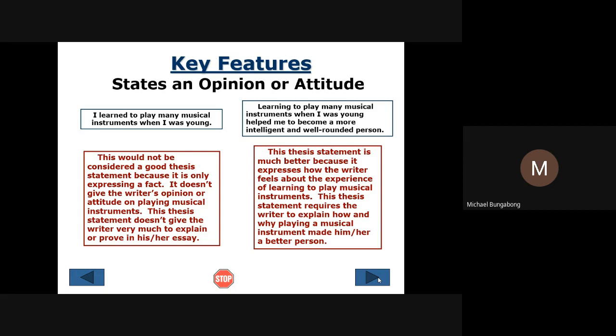Why? Because this is probably better than the other one that I just gave you, right? Because it expresses how the writer feels about the experience of learning to play a musical instrument. And this thesis statement also requires the writer to explain how and why playing a musical instrument made him a better version of himself, no? So you may probably ask, saan ang opinion dyan? Saan yung attitude dyan? Well, the attitude is that you will become a well-rounded person, and of course, you may probably say that based on your opinion, you'll become more intelligent. So things like that. This is what I am referring to.